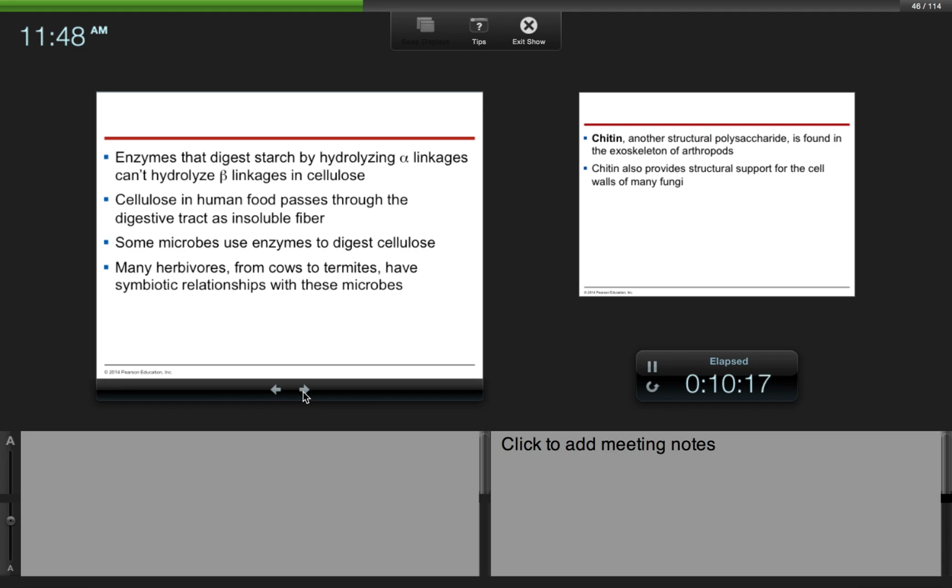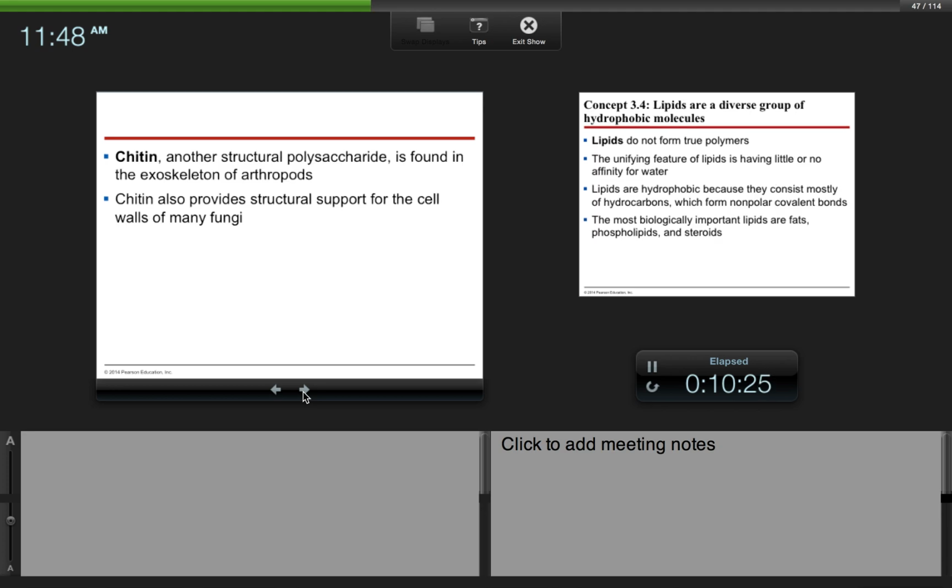Some microbes use enzymes to digest cellulose. Many herbivores, from cows to termites, have symbiotic relationships with these microbes. Chitin is another structural polysaccharide, and it's found in the exoskeletons of arthropods. Chitin also provides structural support for the cell walls of many fungi.